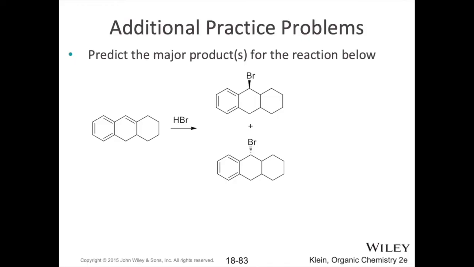Also, please note that because your carbocation is flat, the bromine can add to either side. So from a stereochemistry standpoint, note that you get both enantiomers.